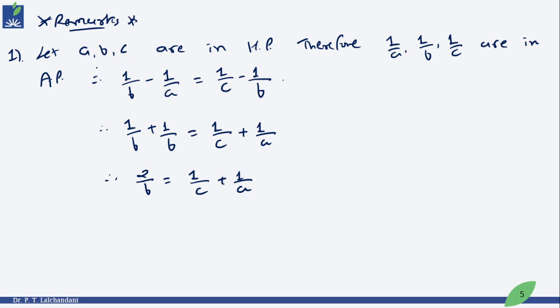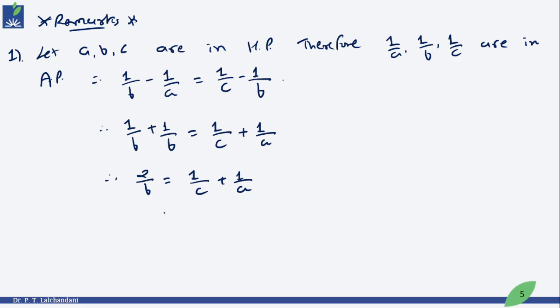So see, we begin with A, B, and C are in harmonic progression, and we prove that 2 upon B is equal to 1 upon C plus 1 upon A, right? So it simply means that whenever you want to show that three given numbers are in harmonic progression, then either you have to prove this 1 upon B minus 1 upon A is equal to 1 upon C minus 1 upon B. This is also the method to prove that A, B, C are in harmonic progression.